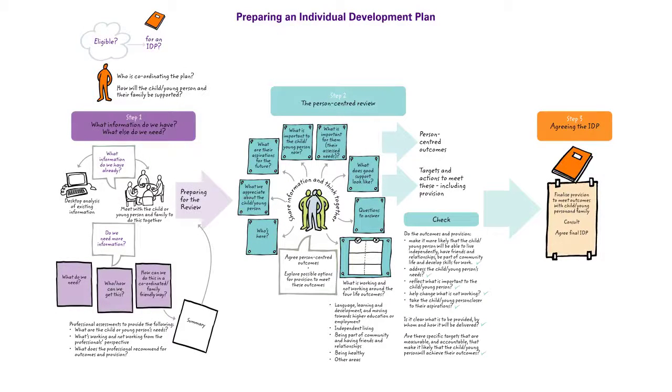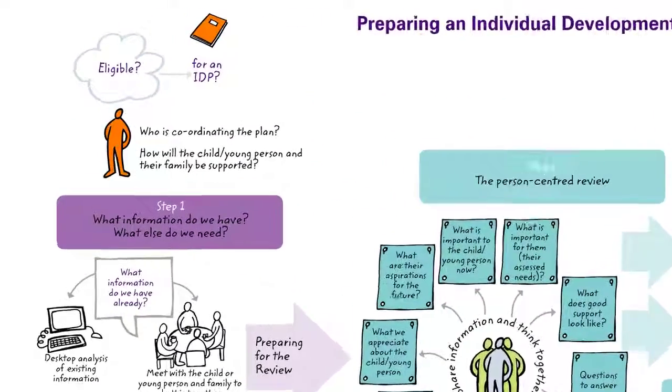This is the process for preparing an individual development plan. It's a 3-step process. Step 1 is looking at the information you have and what else you need. Step 2 is the person-centred review. And step 3 is agreeing the individual development plan.